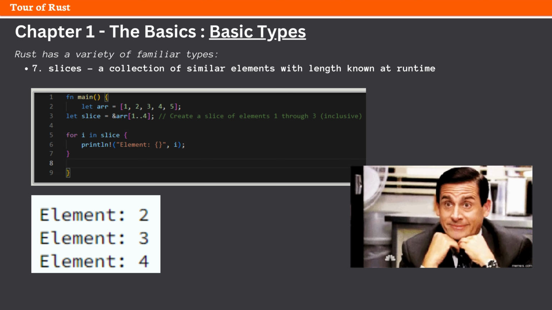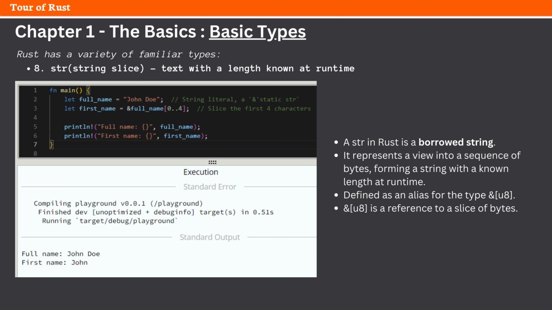Slices are a powerful and efficient way to work with sequences of data in Rust, and they're a fundamental part of the language. A str in Rust is a borrowed string, a view into a sequence of bytes representing a string with a known length at runtime. It's defined as an alias for the type &[u8], which is a reference to a slice of bytes. Strs are created using string literals or by slicing an existing string.